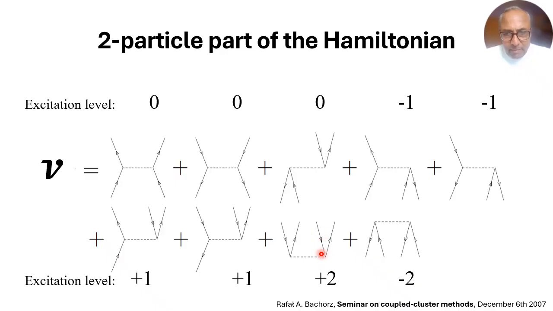The eighth diagram represents creation of 2 excitons, and thus excitation level of +2. And the last diagram represents annihilation of 2 excitons, or excitation level -2.